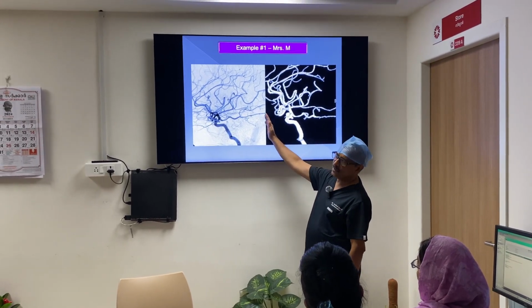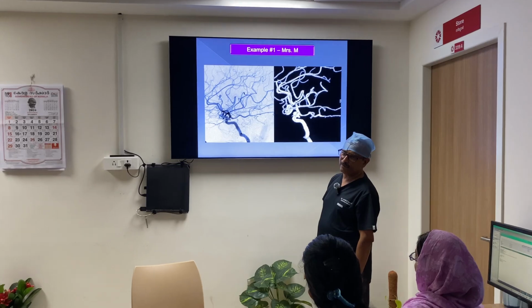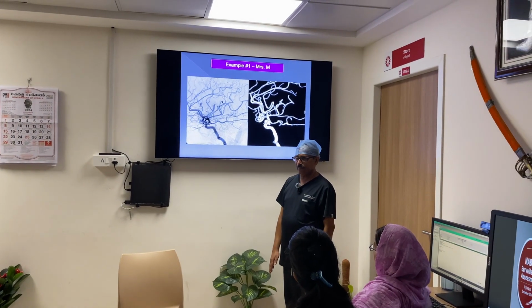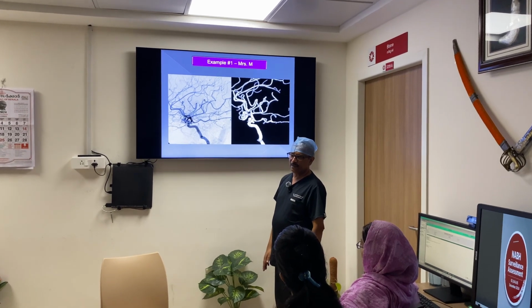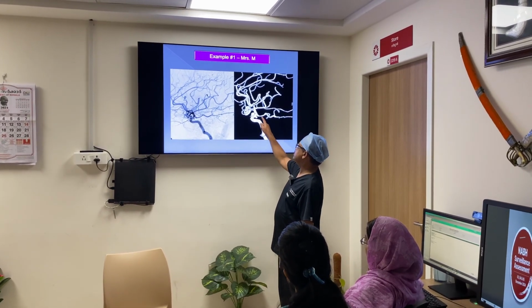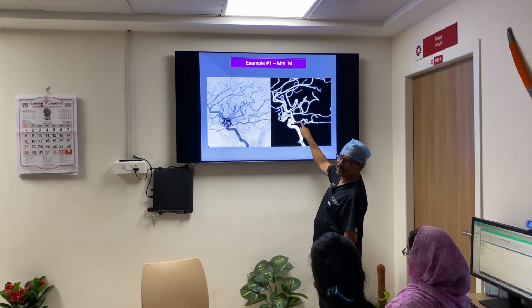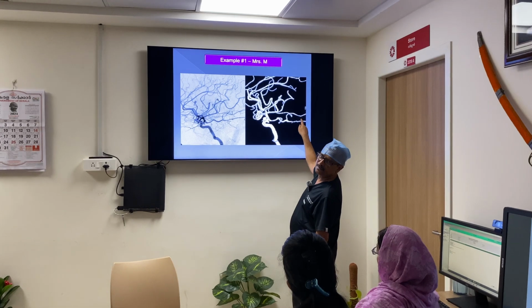This is the anterior part. This is the posterior part. What is the vessel which will go from the ICA backwards? Confidently say PCOM, the posterior communicating artery, which joins the PCA. So this much part, only 1, 2, 3 centimeters, is PCOM. Beyond that it is called PCA.